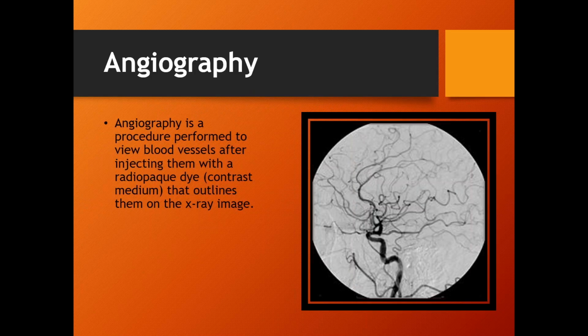All right, so like I said, angiography is a procedure performed to view blood vessels after injecting them with a radiopaque dye that outlines them on the X-ray image. This right here is actually a brain scan, and you can see how incredibly effective this fluid is. Some of these blood vessels are thin as a hair. That's how little fluid they have in them. But if you can see them, that means they have contrast in them. Very effective.